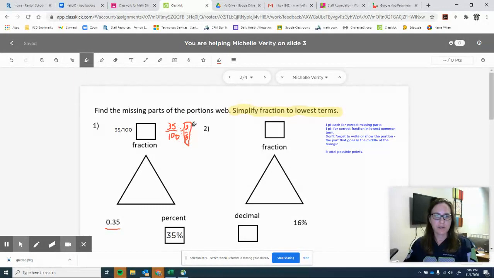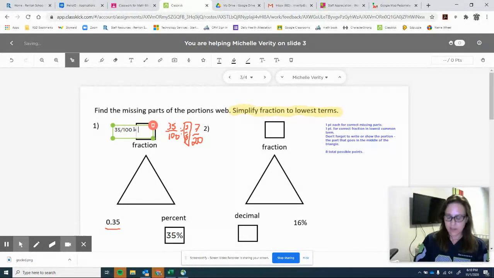And 35 divided by 5 is 7. 100 divided by 5 is 20. So I'm going to look at the factors of 7 to see if I can go any further. The only factors of 7 are 1 and 7. And 1 goes into 20, but that's not going to change the fraction at all. It's not going to simplify. And 7 doesn't go into it. So we're done. So I'm going to go back to this one, and I'm going to show it this way instead. Equals 7 20ths.